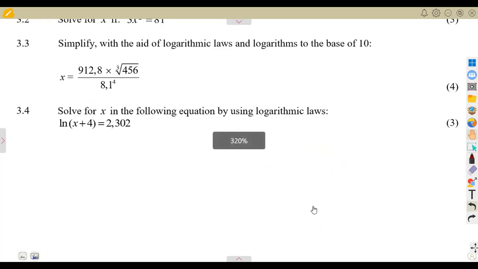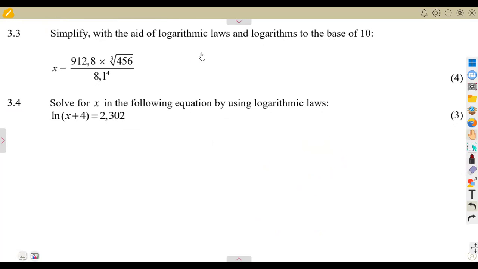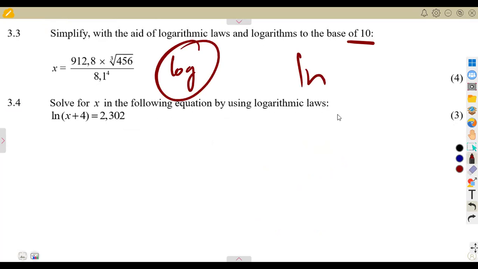All right, 3.2: simplify with the aid of logarithmic laws and logarithms to the base of 10. They specifically mentioned this time that you are supposed to work with the base of 10. It's not just use logs, no. So this time we are supposed to use log, not ln. Because remember I said ln x is a logarithm in the base of e, not base 10. So this time we are supposed to use the normal log. Okay? So how do we simplify this?